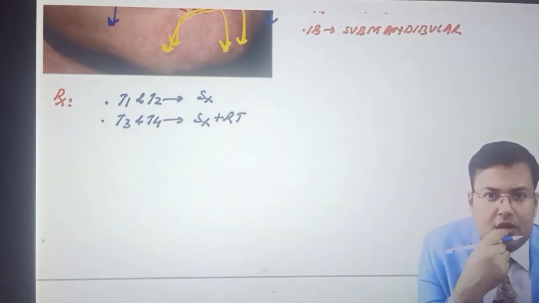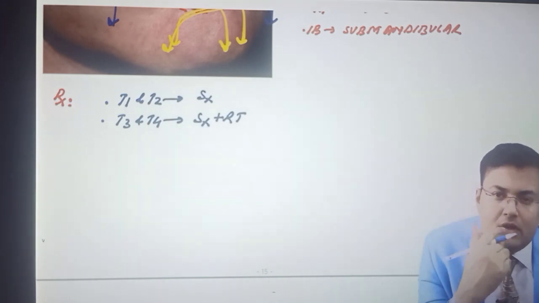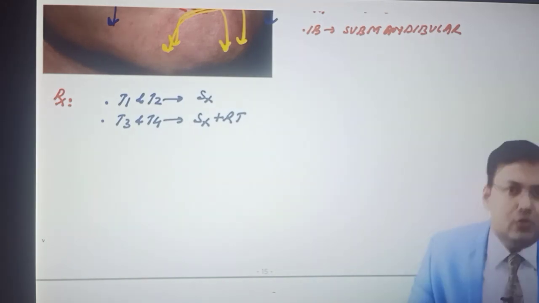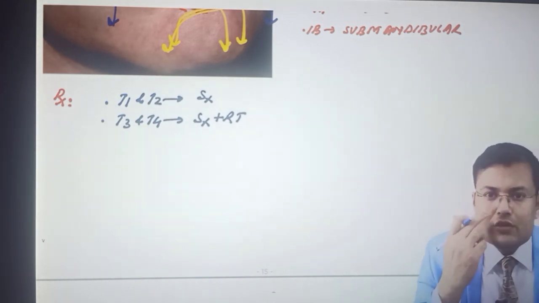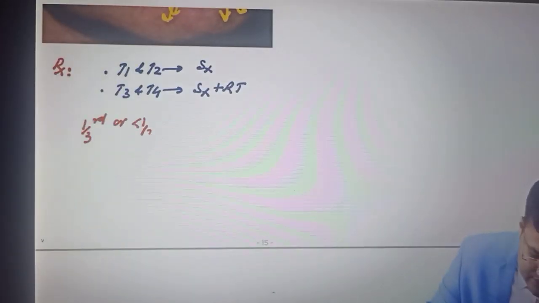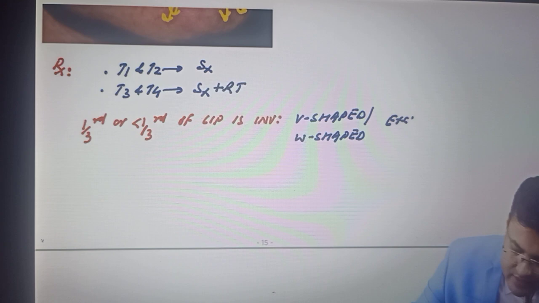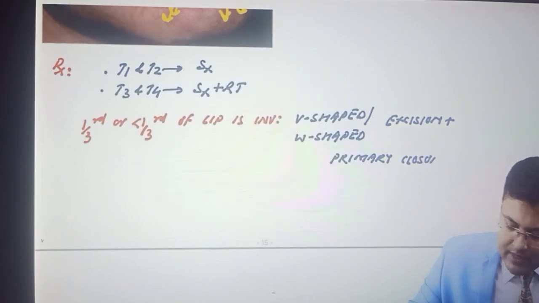If less than 1/3 of the lip is involved, you can go for V-shaped or W-shaped excision with primary closure. And if more than 1/3 of the lip is involved, you have to go for excision and flap closure. The most commonly used flap in lip reconstruction is the Abbé-Estlander flap, taken from the upper lip based on the superior labial artery. So, two situations. If 1/3 or less than 1/3 of the lip is involved, we go for V-shaped or W-shaped excision plus primary closure.